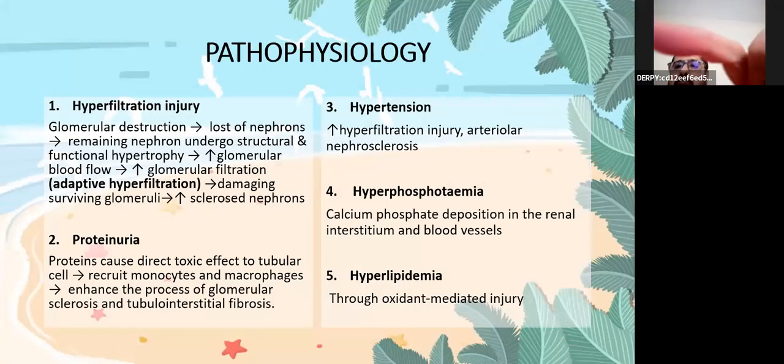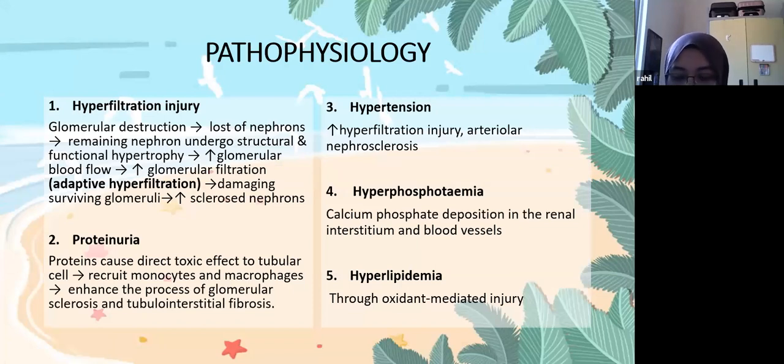So for pathophysiology, we know that CKD has various etiologies, right? But the development of the kidney failure is somewhat similar in all etiologies. Mainly it is due to the injury of the kidney which causes loss of the nephrons. Firstly, there will be hyperfiltration injury. When there is glomerular destruction, there will be loss of nephrons. When nephrons are lost, the remaining nephrons will undergo structural and functional hypertrophy, which can increase the glomerular blood flow.